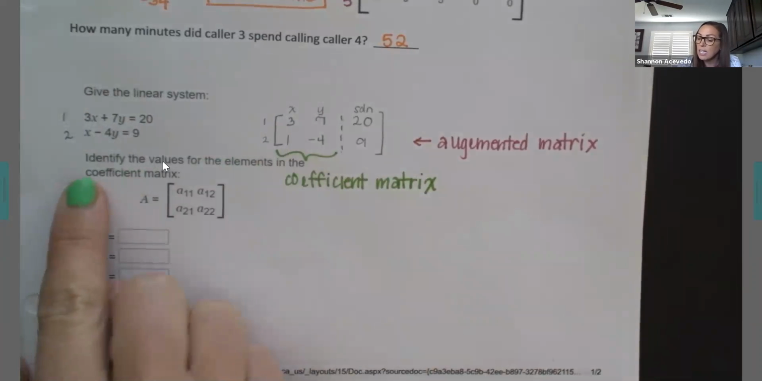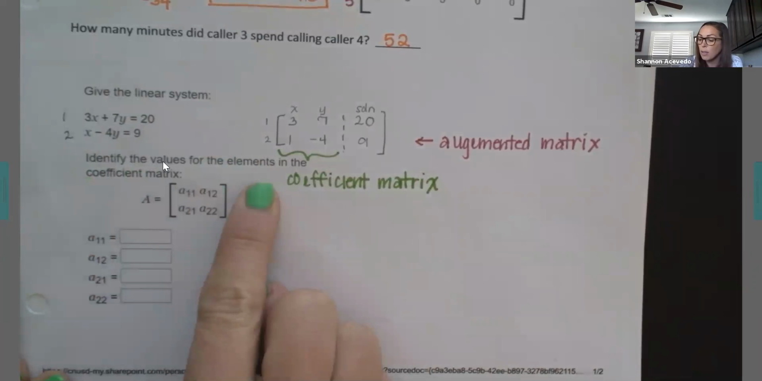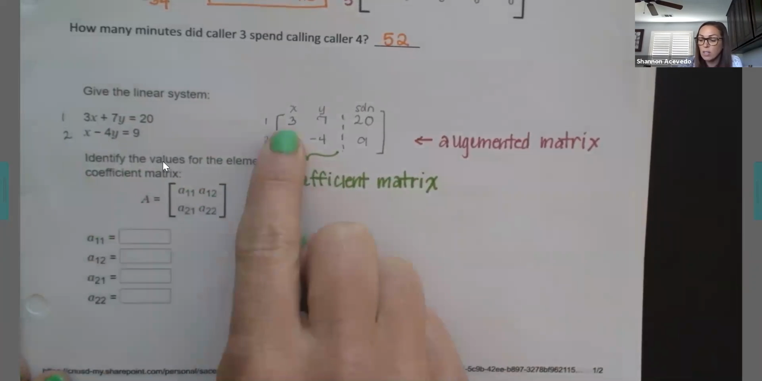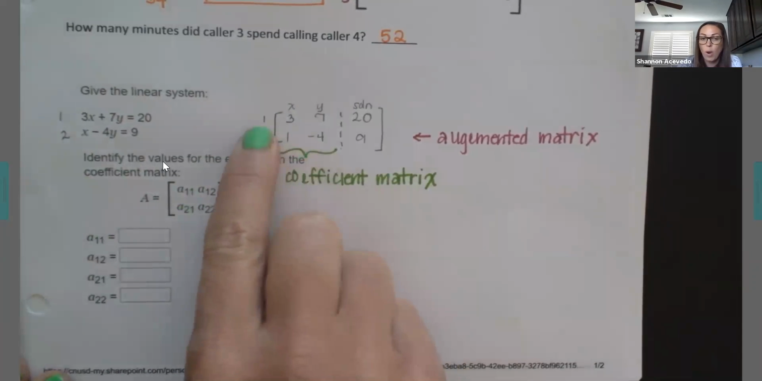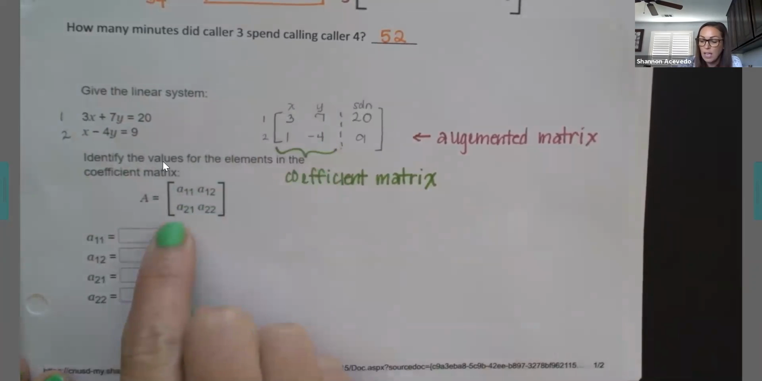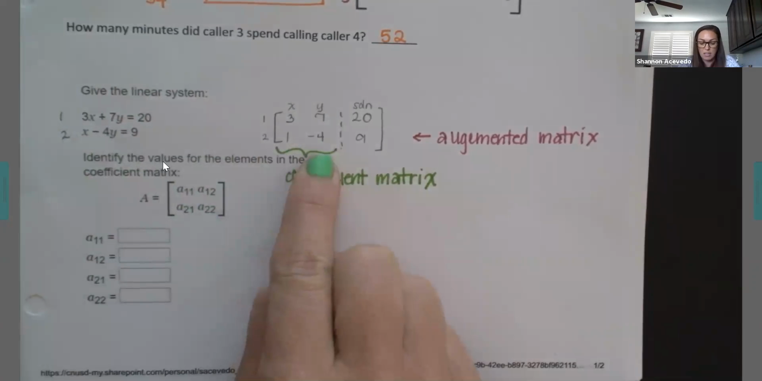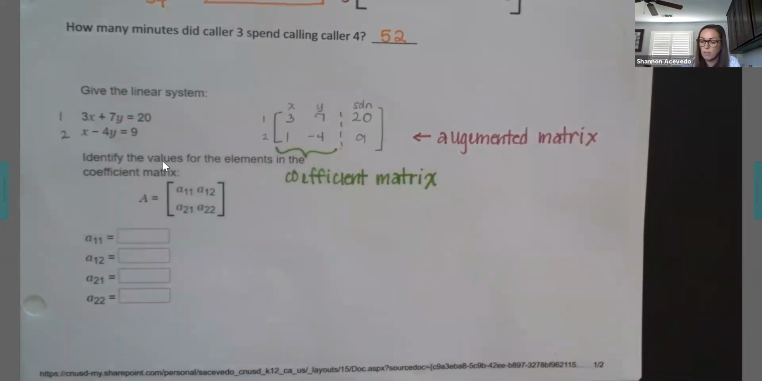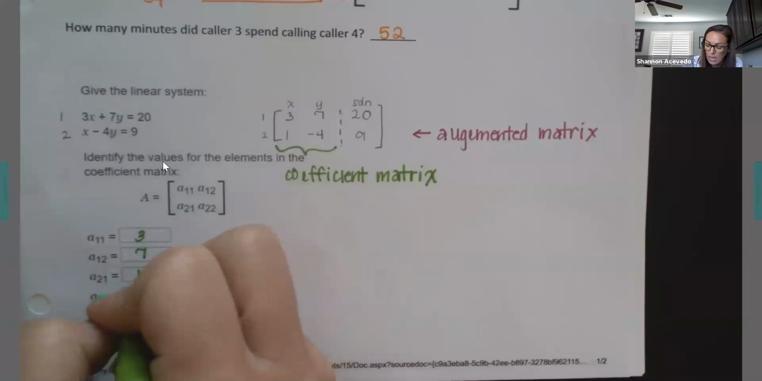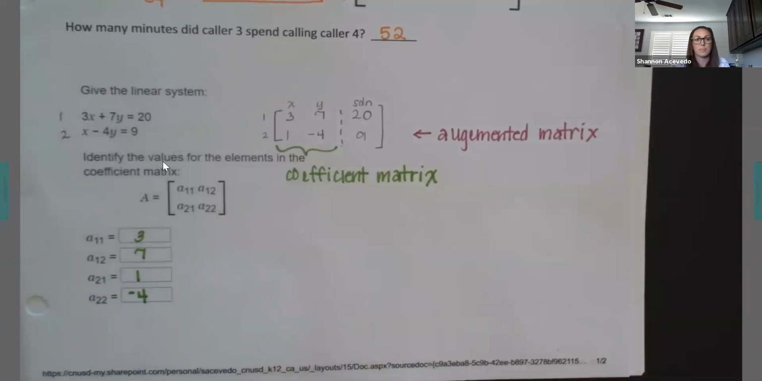So it says identify the values for the elements in each of the coefficient matrix. So here's where these values are. So my A11, row 1, column 1 is 3. A12 is this 7. A21 is this 1, and A22 is that -4. So those, all you need to do is fill in those values. So they were 3, 7, 1, and -4.